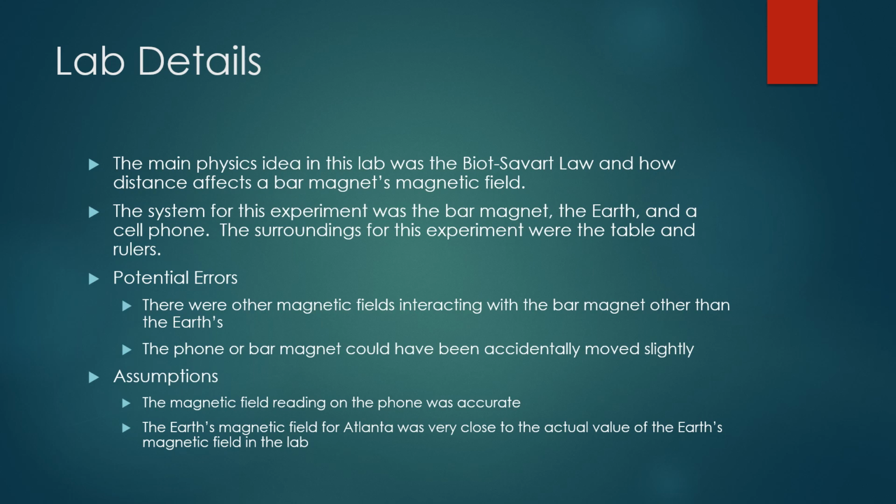Some potential errors were that there were other magnetic fields interacting other than the bar magnet and the earth, and the phone or bar magnet could have been accidentally moved slightly. Some assumptions made were that the magnetic field reading on the phone was accurate and that the Earth's magnetic field for Atlanta was very close to its actual value from where the measurements were taken.